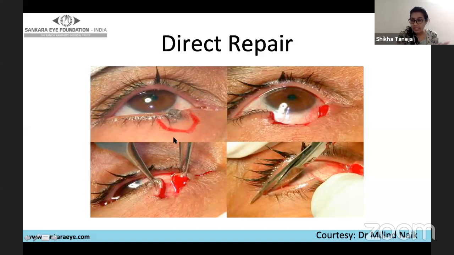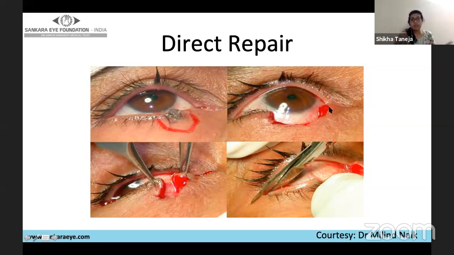Whenever we are dealing with the lid margin, the best cosmetic results come when it is in a pentagonal fashion. The vertical limb of the pentagon should always lie perpendicular to the eyelid margin, and it should extend up to the entire extent of the tarsal plate. It should not end here. It should go up to the entire extent of the tarsal plate. That is rule number one. And then we convert it into a pentagon. So this is what we have done over here.